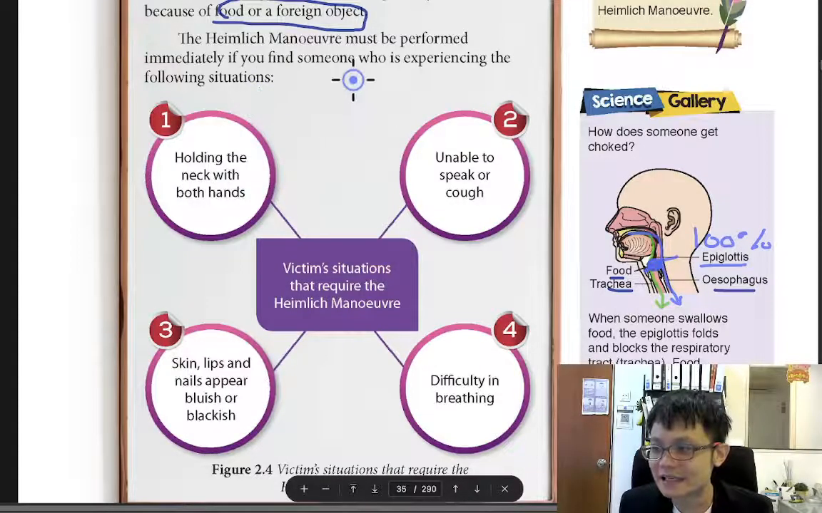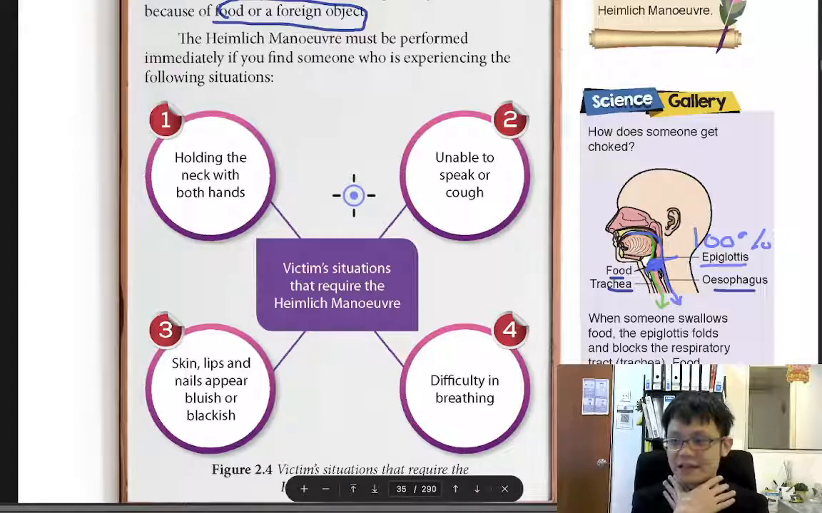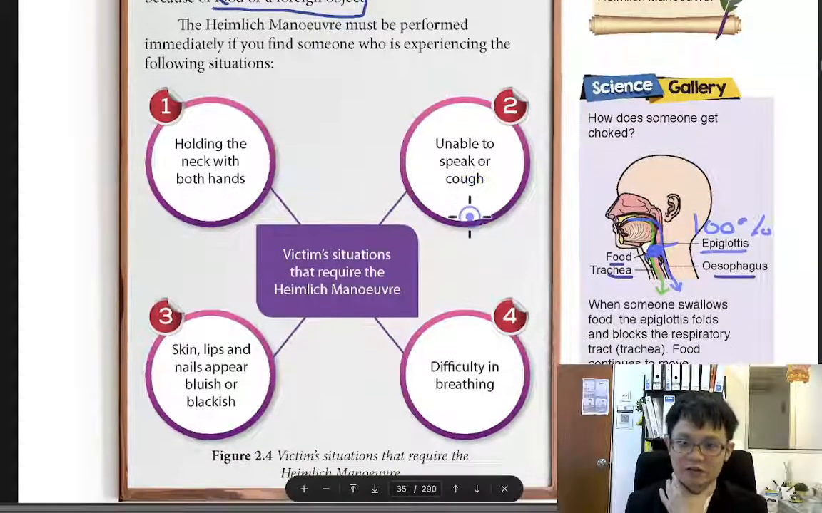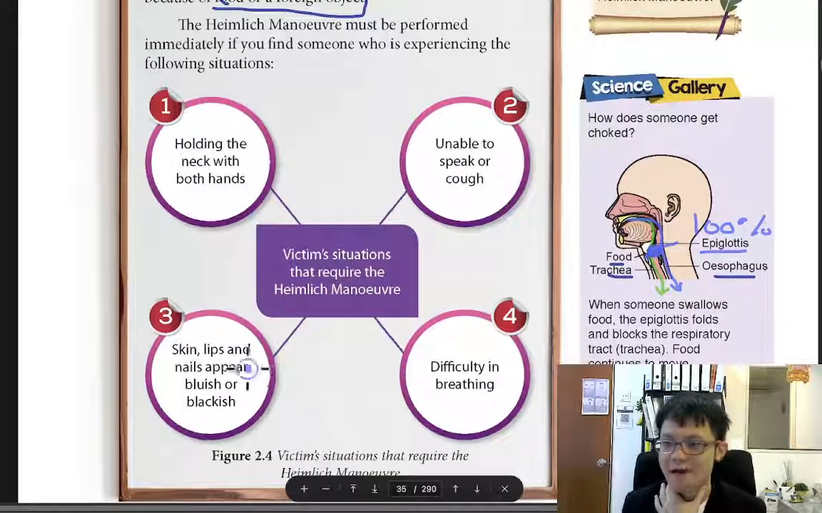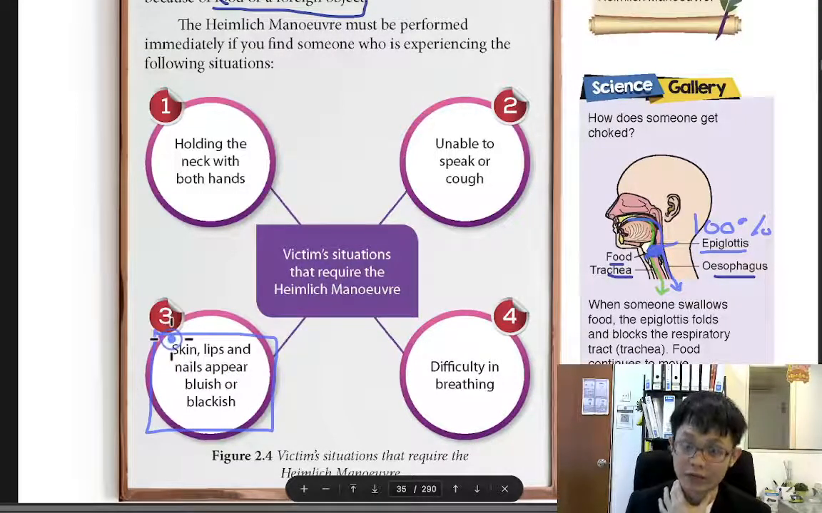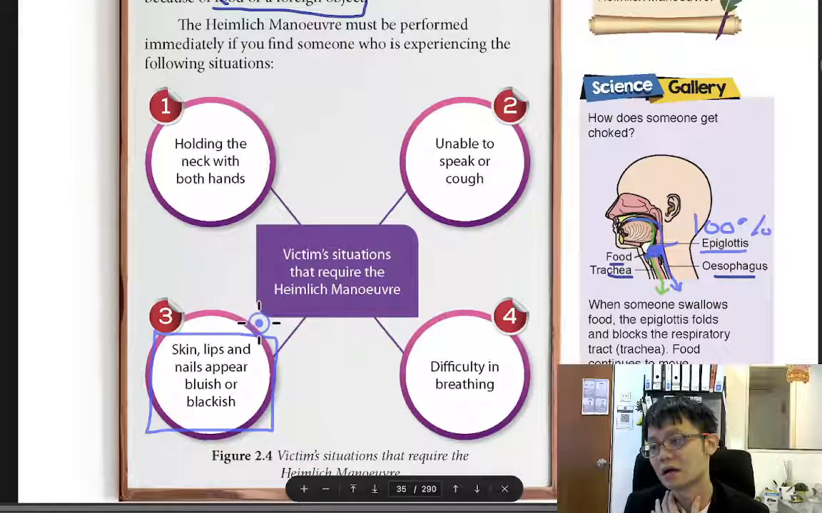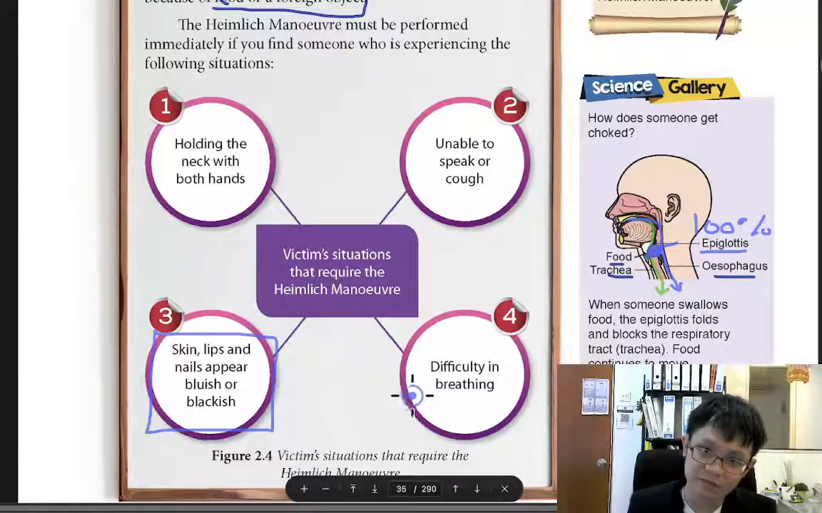Okay, so we can see here how the person experiences choking. Holding both hands to the neck like this, unable to speak or cough. Skin, lips and nails become blue. This is more dangerous. It means he has become blue already. It could be 100% choking, because there's no oxygen, something is wrong, and there is difficulty in breathing.